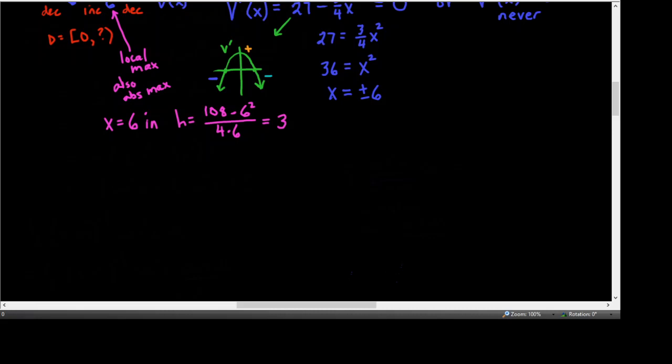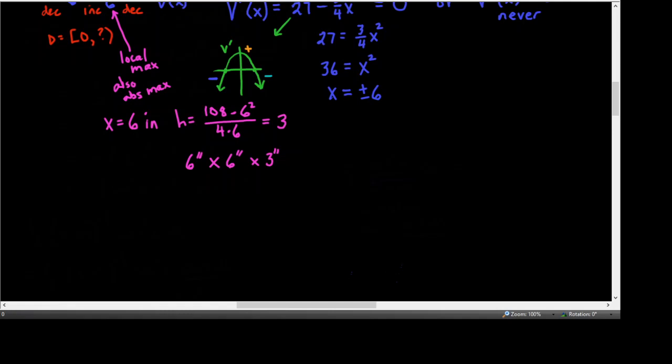Yeah. So the box is 6 inches by 6 inches by 3 inches. Those are the dimensions of that box that has the greatest volume it possibly can, with the restriction that the surface area of the box with no lid has to be 108. Okay, so there we go.